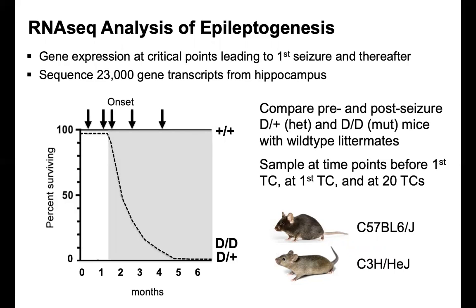We compare the heterozygous mice that are undergoing these seizures with their wild-type littermates, or we compare the homozygous mutant mice, we call mutes, with their wild-type littermates as well. And that's what we do, and we get the tissue, and we sequence 23,000 gene transcripts from the hippocampus.